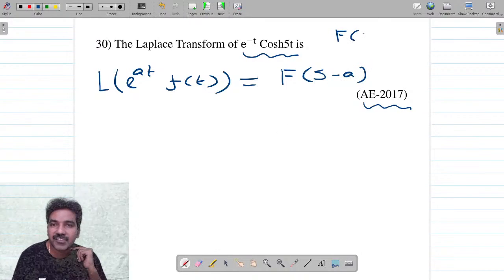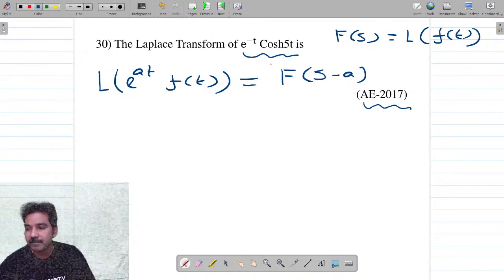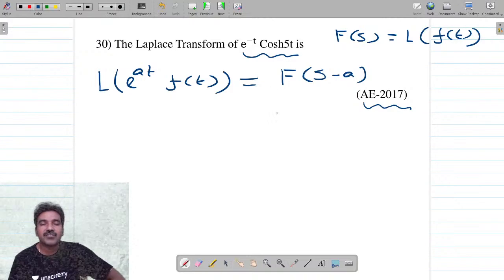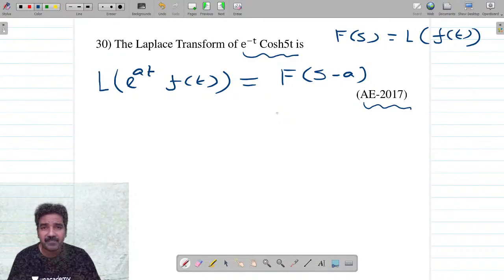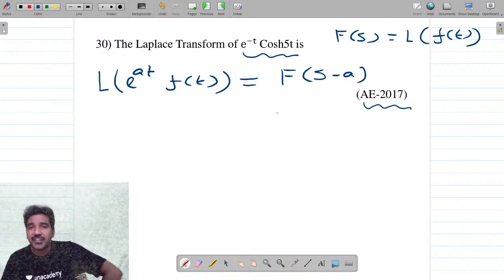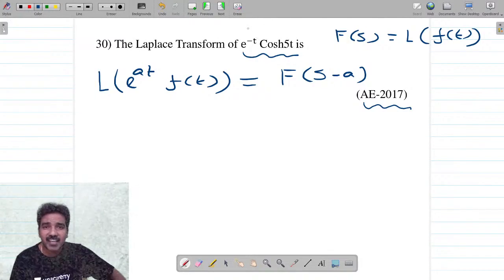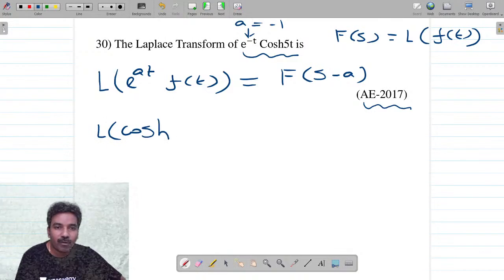What is capital F of s? Capital F of s is the Laplace transform of small f of t. So here cos hyperbolic 5t is given. So in order to get the Laplace transform of e power minus t into cos hyperbolic 5t, first of all let us try to find the Laplace of cos hyperbolic 5t. Once you get the Laplace transform of cos hyperbolic 5t, you can shift s by s plus 1, because in this case a is becoming minus 1. Now what is the Laplace transform of cos hyperbolic at?